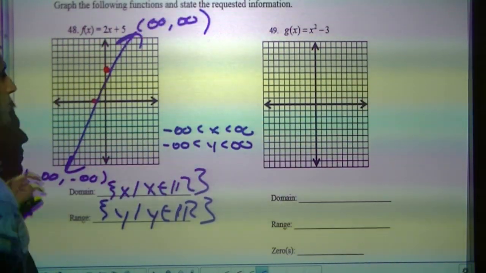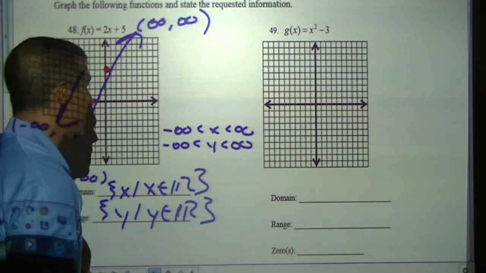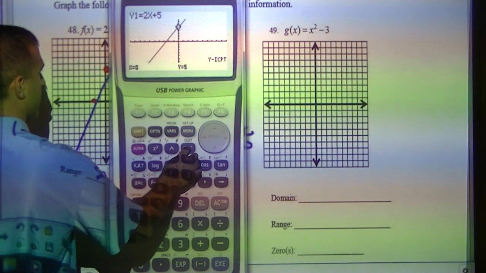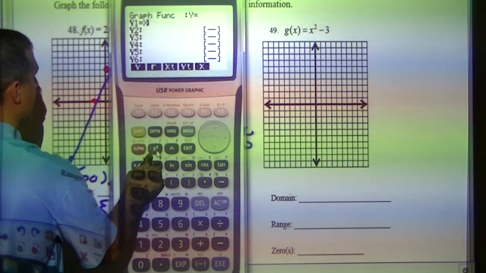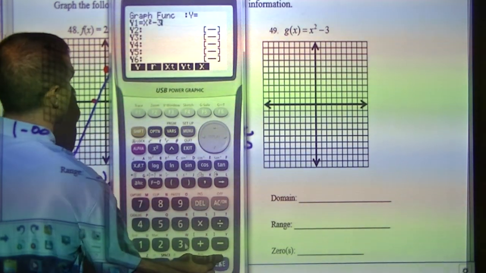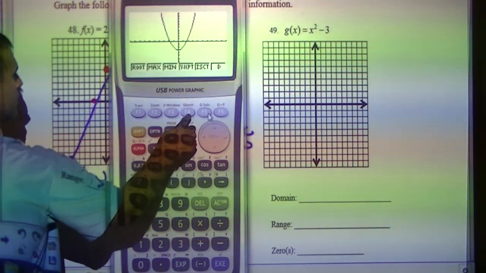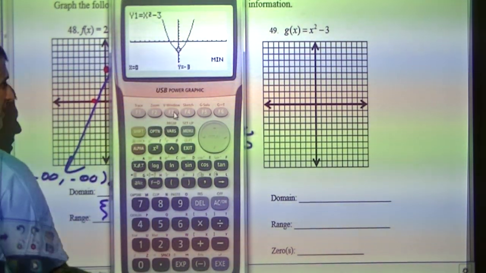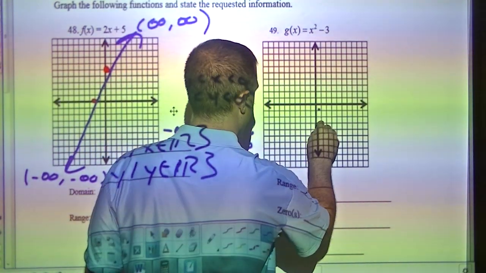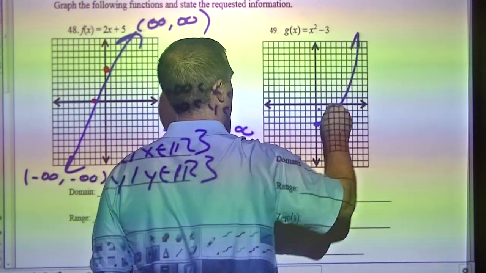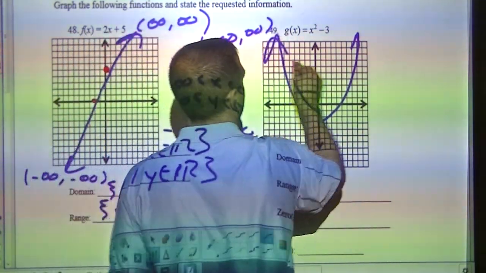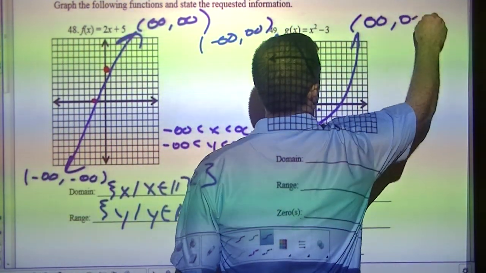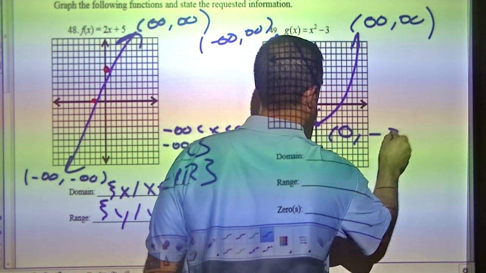This one, once again, if I want to graph that, I got x squared minus 3, and I'm drawing it. G-solve, I can do minimum. That's 0, negative 3. For our purposes, this is all we really need to know. So that's negative infinity, positive. This is positive, positive. This is 0, negative 3.